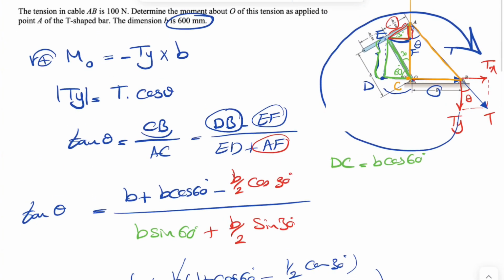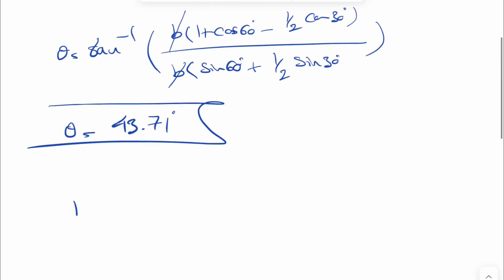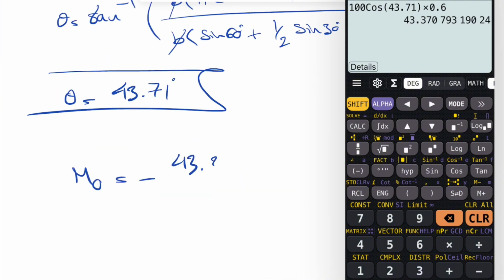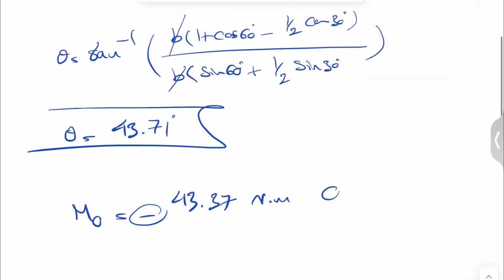That was the hardest part of this question. The rest is pretty easy. We have the force T, which we know is 100 times cosine of 43.71 degrees times B, which is 600 millimeters. We're going to divide it by 1,000 to get it in meters. So our moment would be negative 100 cosine of 43.71 times 0.6. This is going to be the final answer, negative 43.37 Newton meter. The negative sign shows that the moment is clockwise.